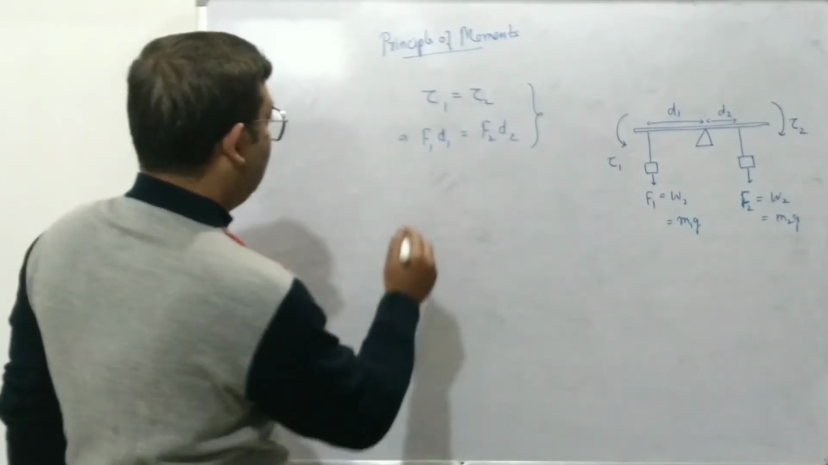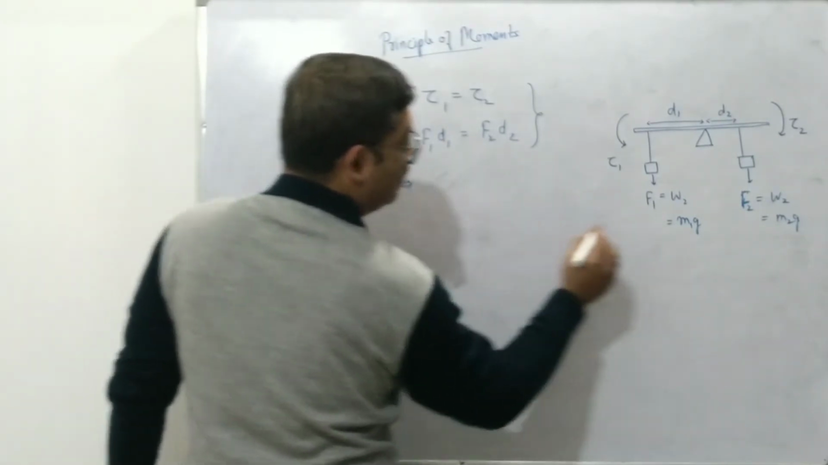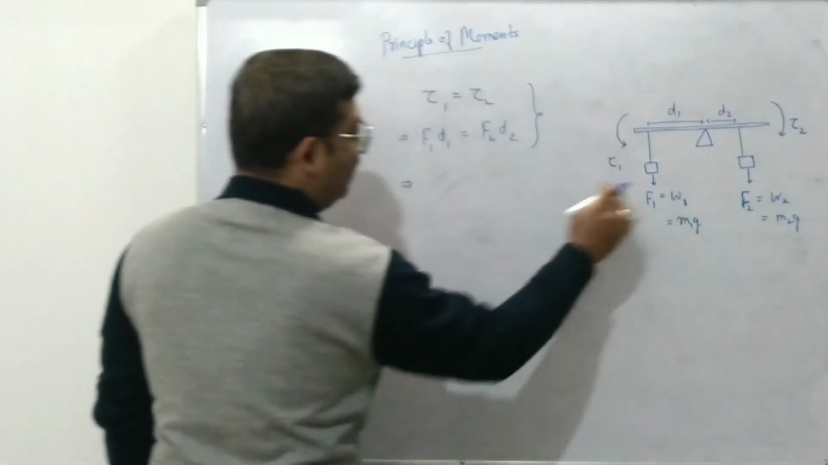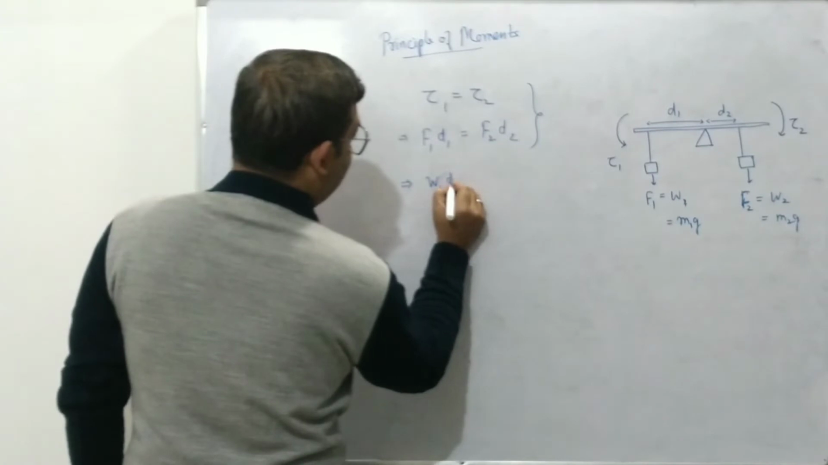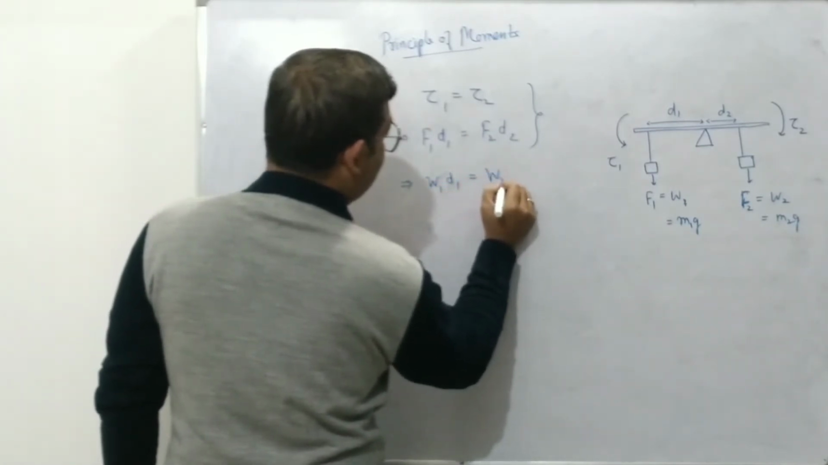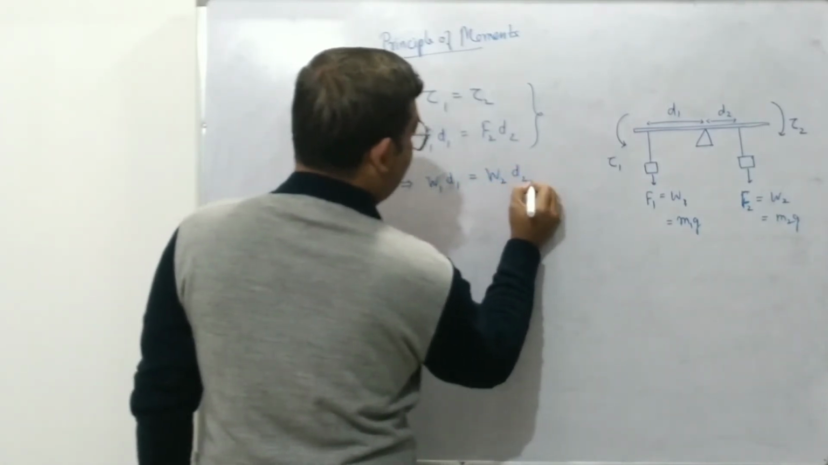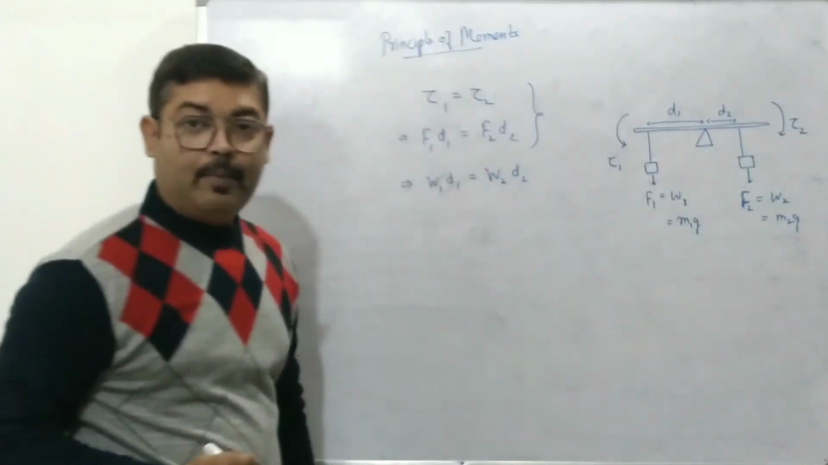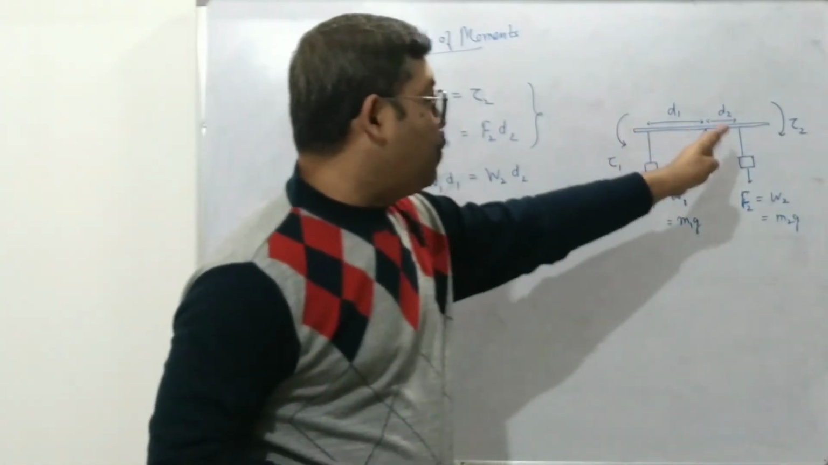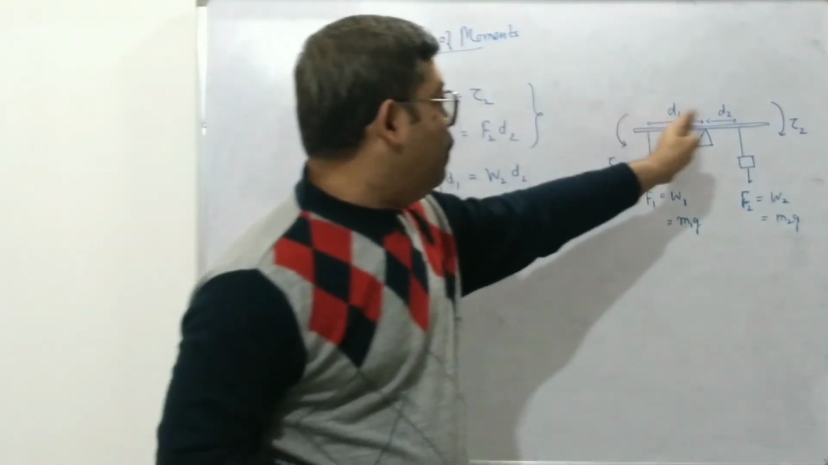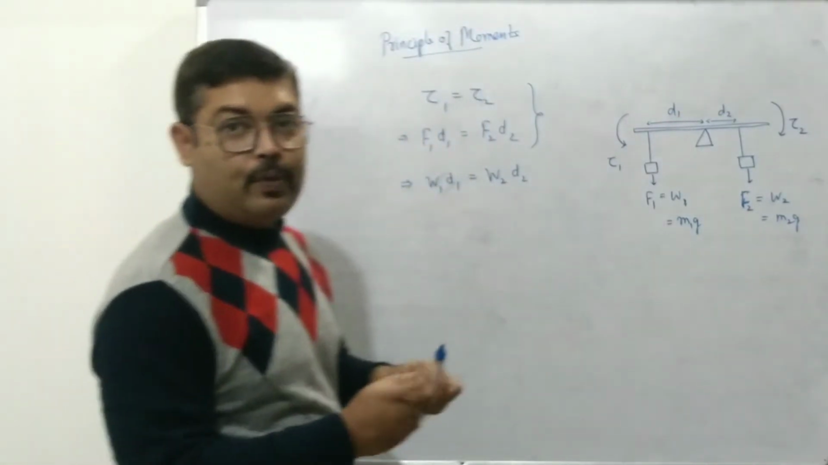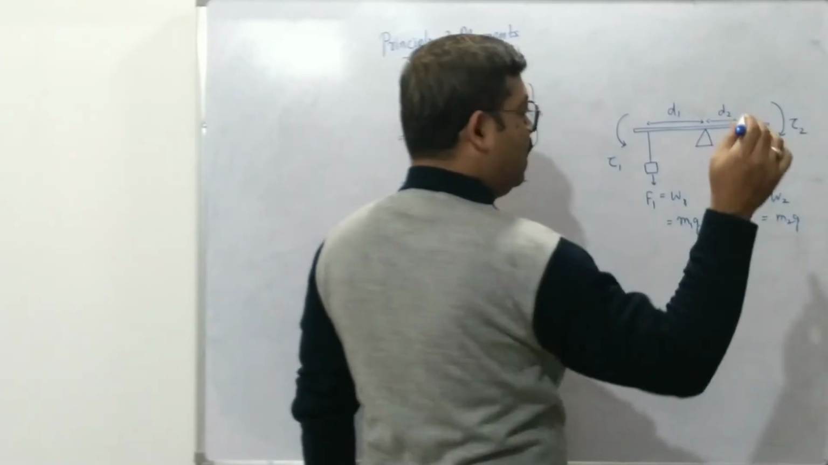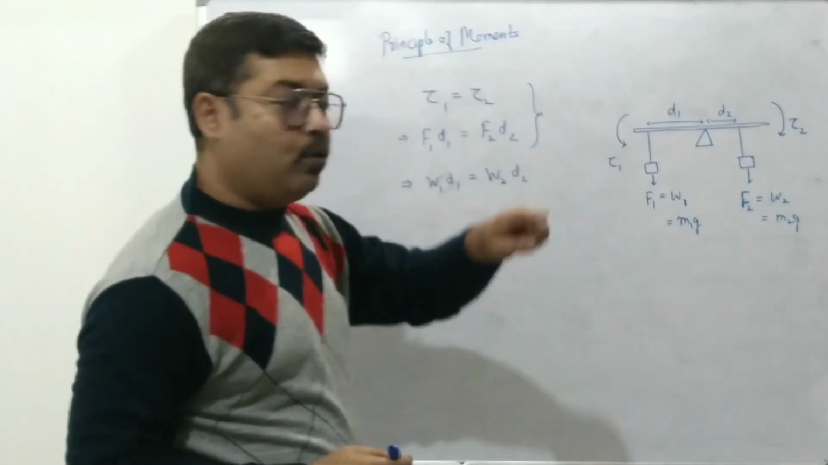Now this simply means, from our diagram, that W1, the weight of the first object, multiplied by d1 must be equal to W2, the weight of the second object, multiplied by d2, where d1 and d2 are the perpendicular distances from the point of application of the weights to the fulcrum, or the point of rotation, the axis of rotation. The axis of rotation will be perpendicular to the board.